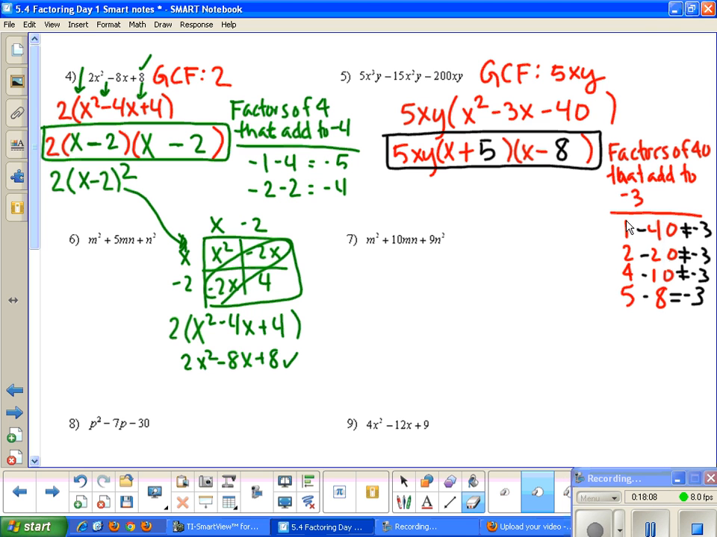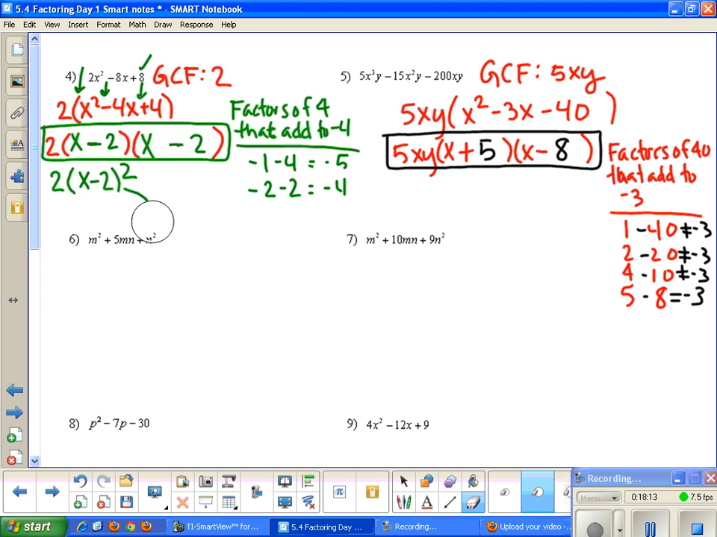So let's go ahead and go to number 6. I'm going to erase this right here so that we can write. For number 6, first things first, look for a greatest common factor. Now notice that there's nothing that goes into all 3 of these terms, so there's none. Since there's 3 terms, that means we want to see if we can factor this into 2 binomials. So both my signs are positive, so that means both these signs are going to be positive.